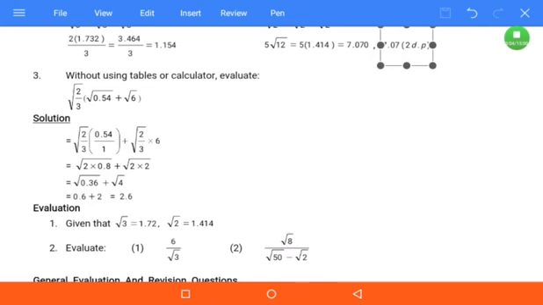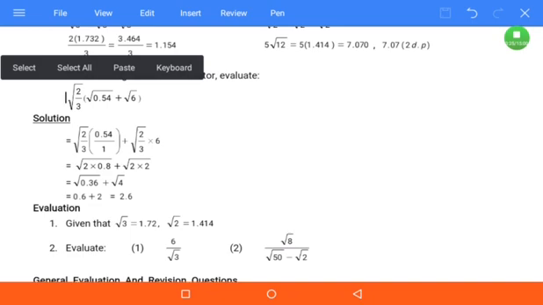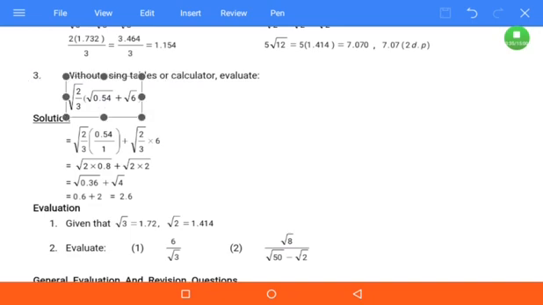Okay, and we are given another question here. It says, without using tables or calculator, evaluate root 2 over 3 into the bracket root 0.54 plus root 6. Now you can see that there's a bracket immediately after root 2 over 3, and there's a bracket including that. So it means we have to use root 2 over 3 to multiply everything you see in the bracket. It's as if you are given 2 into x plus y, that will give us 2x plus 2y. So the same thing, root 2 over 3 times this plus this will give us root 2 over 3 times this and root 2 over 3 times this.